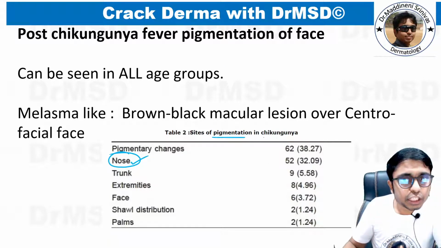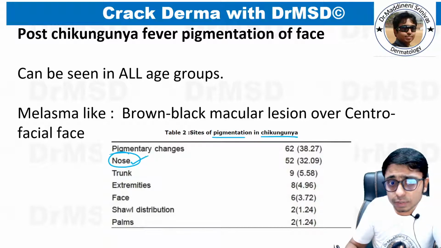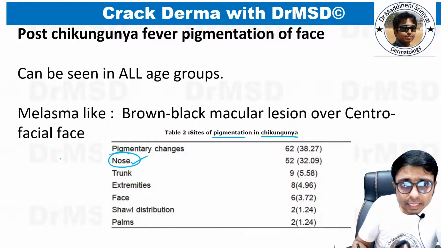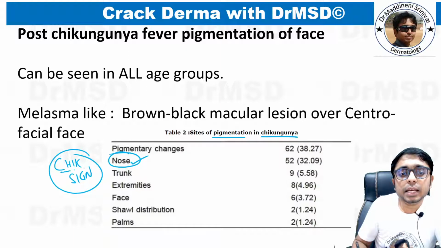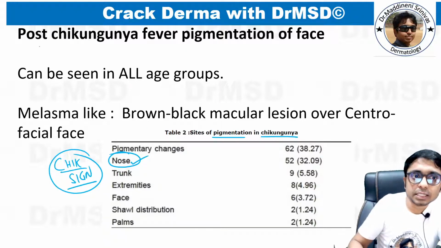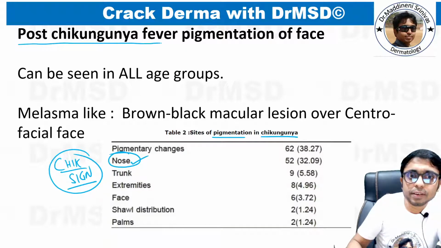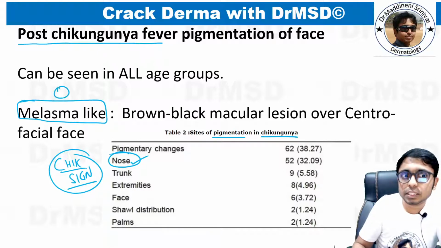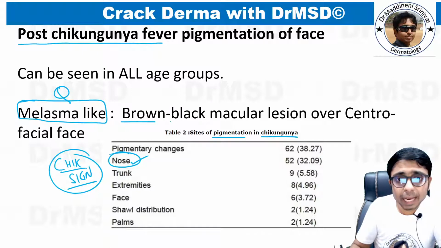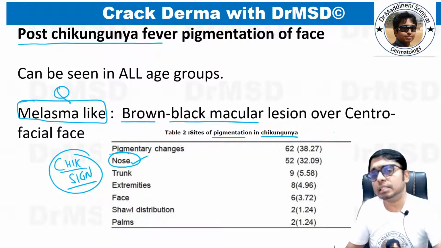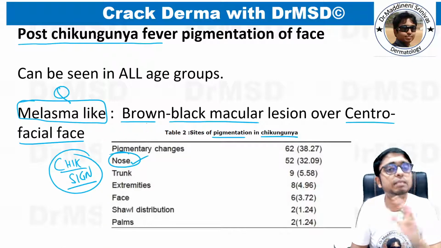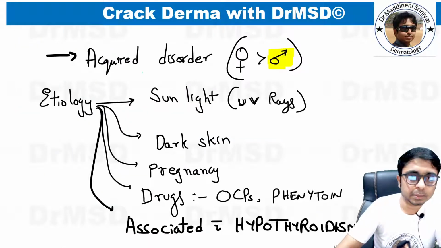In chikungunya, the pigmentation over the nose was so common that it was given a name sign. It is called the chik sign, which is seen post chikungunya fever. And as you can see in the description, it is melasma-like pigmentation, that is, brown or black macular lesions present over the centrofacial area. It will not be bilaterally symmetrical, but it will be present over the centrofacial face.